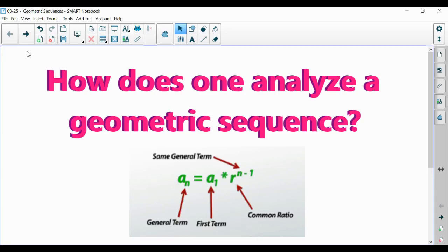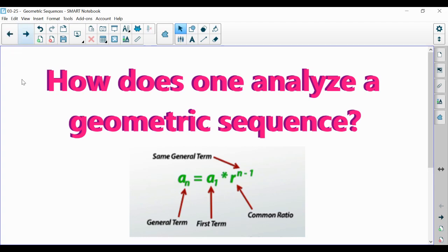So today we're going to talk about geometric sequences, very similar to the arithmetic sequences that we talked about yesterday. One big difference is just the pattern that they increase by. So we're going to see some similar formulas and some similar strategies, but with a geometric sequence, the pattern is a different type of pattern. So we'll take a look at that.